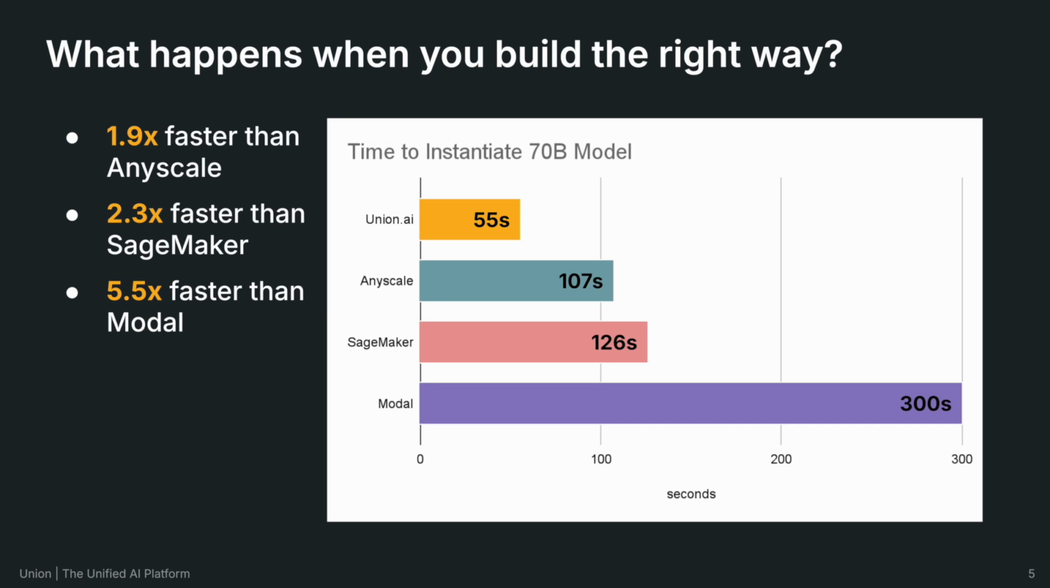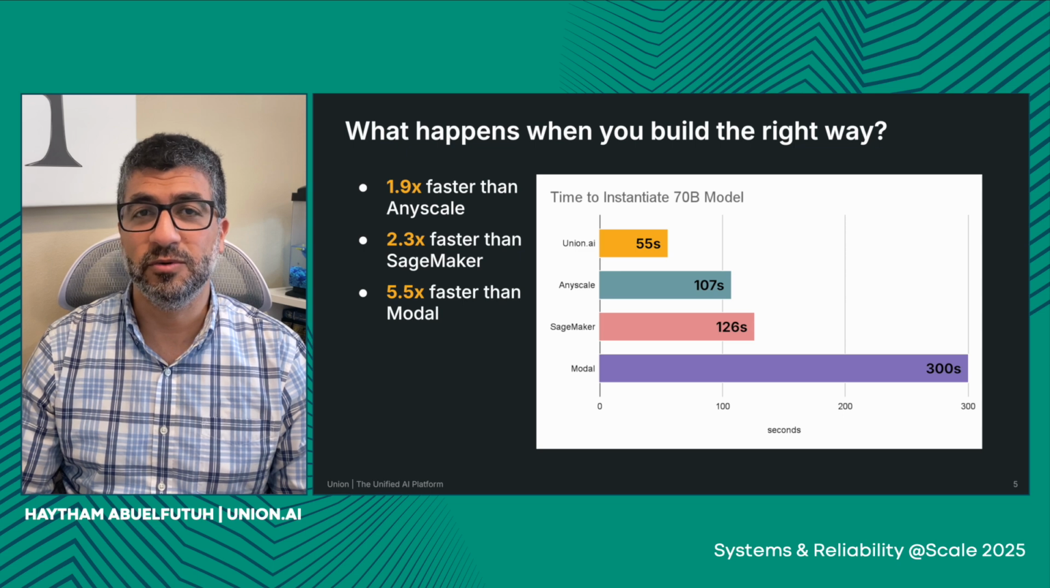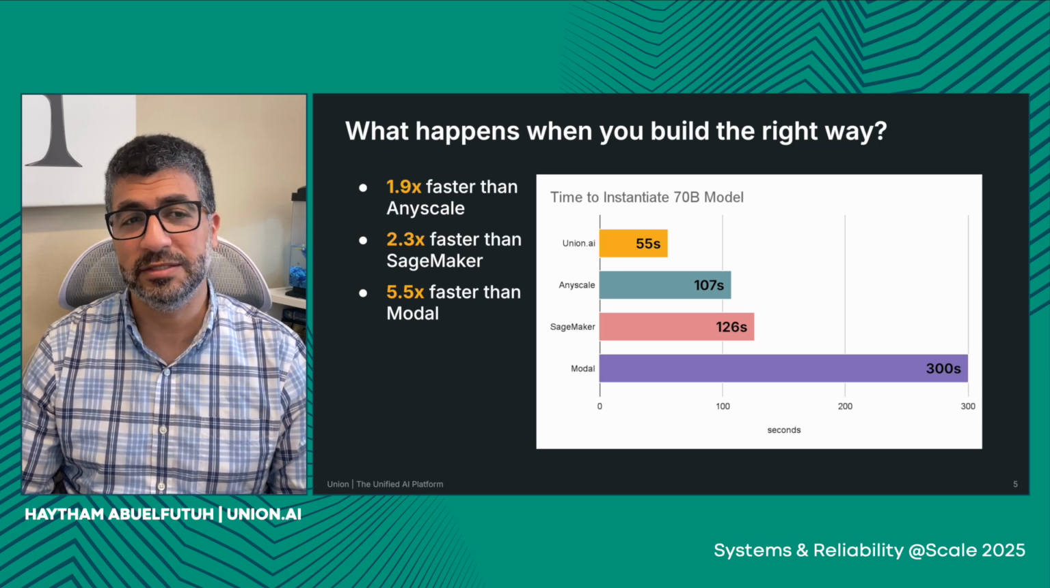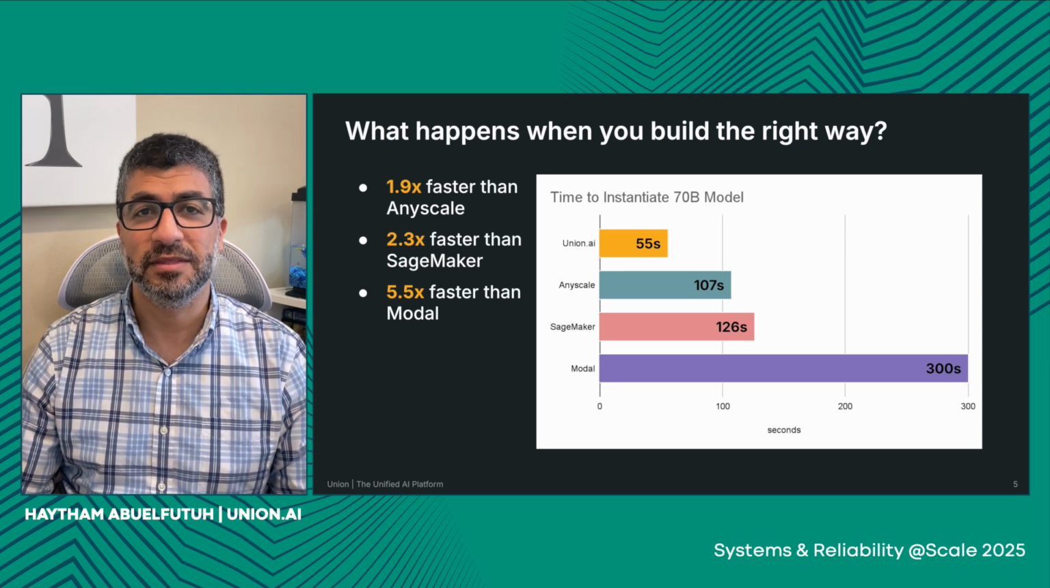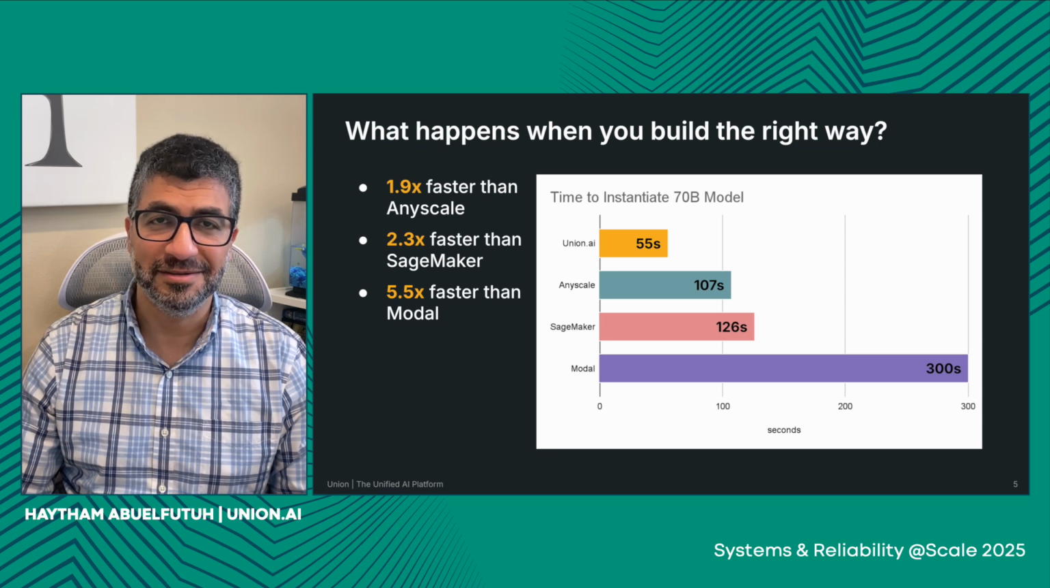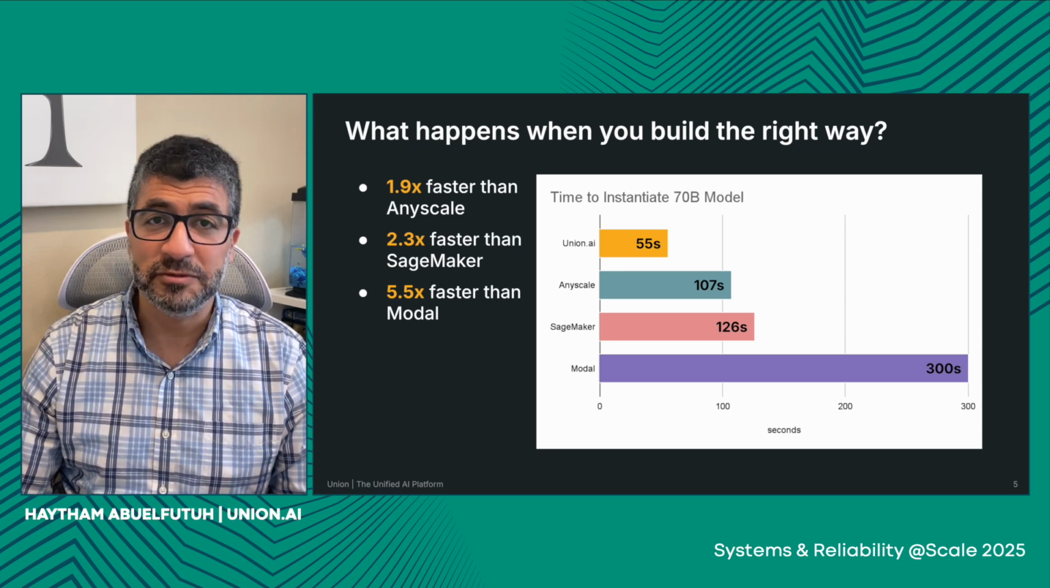Before I get into the process of building inference at scale the right way, I want to show you what we got out of this and why that would be important for you to consider. At Union, when we built this system, we wanted to build the best inference engine or inference service out there. And I think we got there. It's arguably one of the fastest in the market, even when compared to optimized and benchmarked Anyscale or SageMaker. It's multiples faster. It's even 5 times faster than Modal.